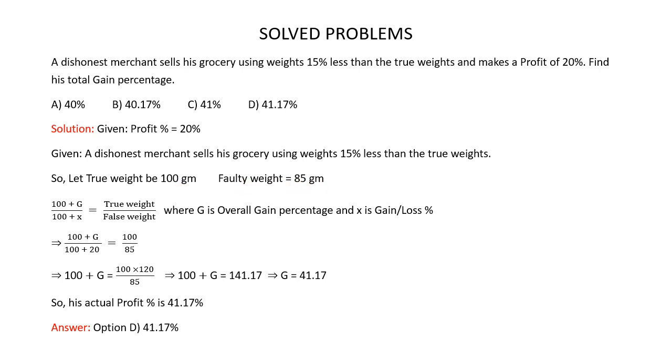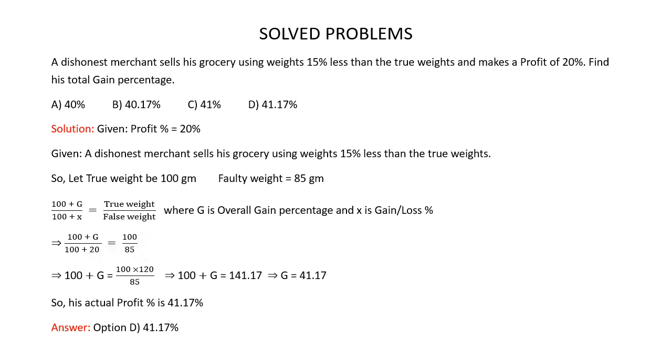Now to find out the overall gain percentage, use the formula (100 plus G) divided by (100 plus X) is equal to true weight divided by false weight. Here G is the overall gain percentage and X is gain or loss percent. Now it's given that X is 20% profit. We have assumed the true weight as 100 grams and false weight as 85 grams. So substituting all these values in the formula here, we get (100 plus G) divided by (100 plus 20) is equal to 100 divided by 85.